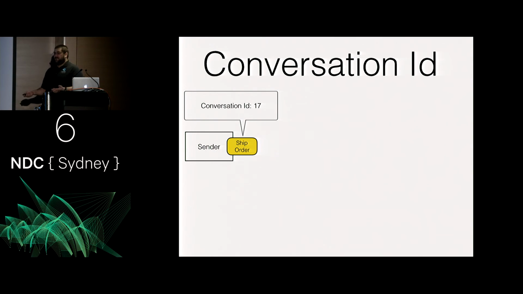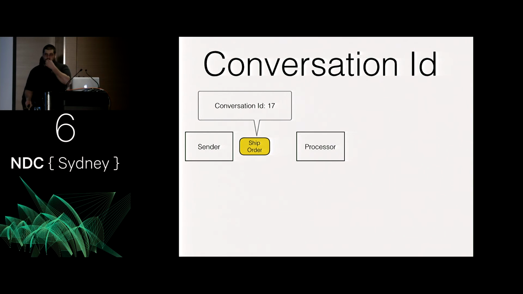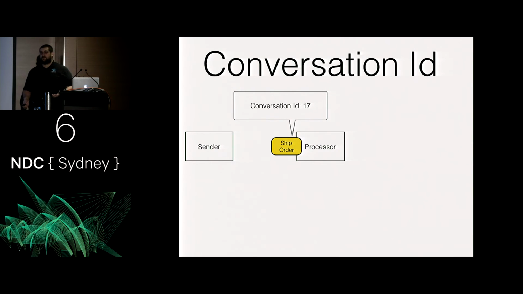So normally you'd use a GUID, because then it's going to be unique across all of the endpoints in your system. The infrastructure is going to add this conversation ID, and then it's going to deliver the message to wherever it needs to go. And when it gets there, there might be new messages that are coming out.